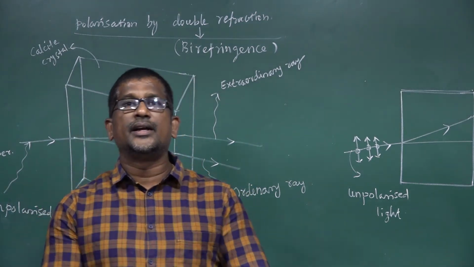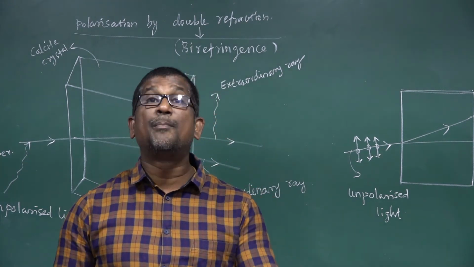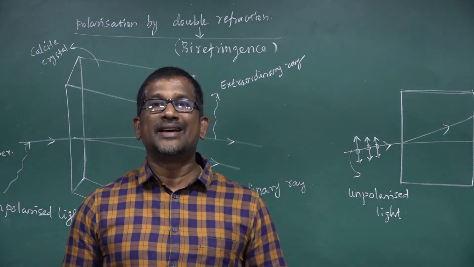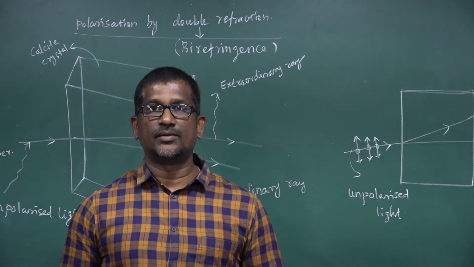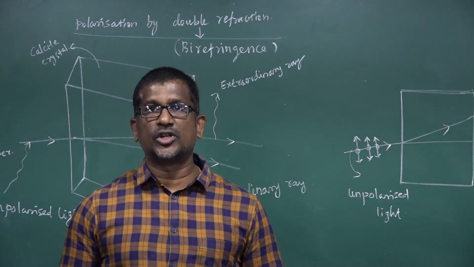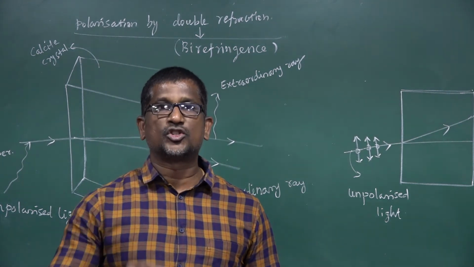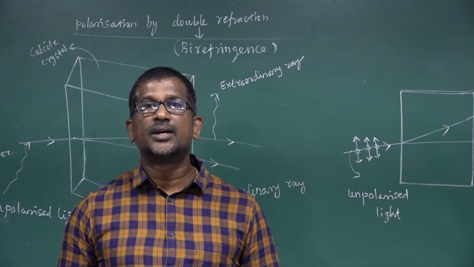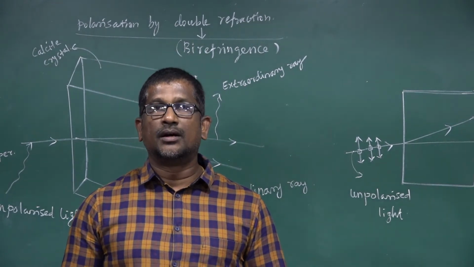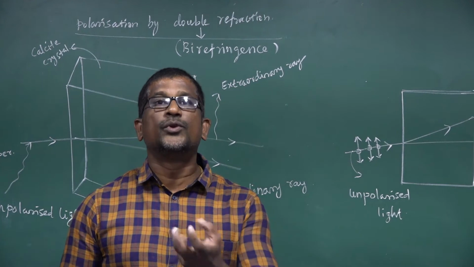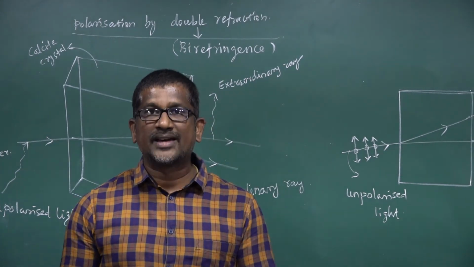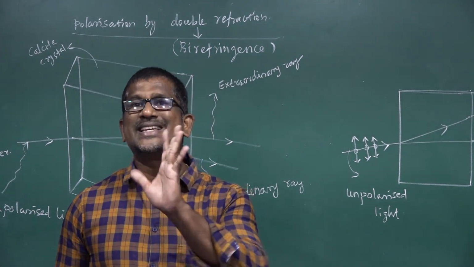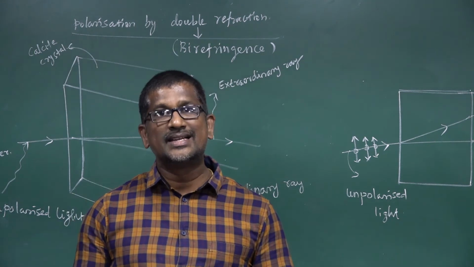And it was discovered by Bartholinus. The scientist Bartholinus discovered the double refraction phenomenon from calcite crystal. He observed that when unpolarized light is made to pass through calcite crystal, two refracted rays are produced. That phenomenon is known as double refraction. It means if any object is viewed through either calcite crystal or mica crystal or quartz crystal, we can see two images of a single object.